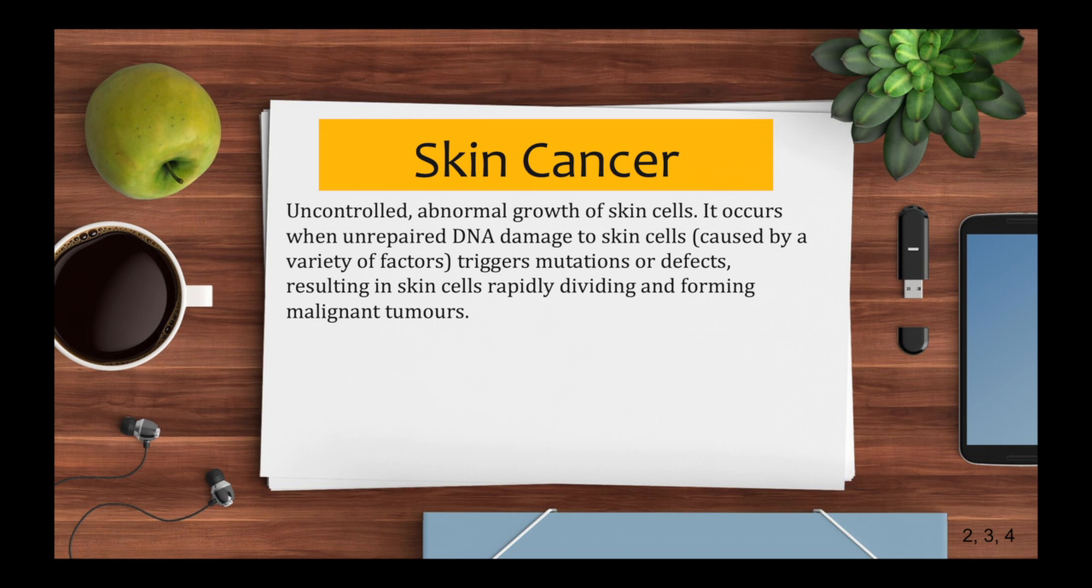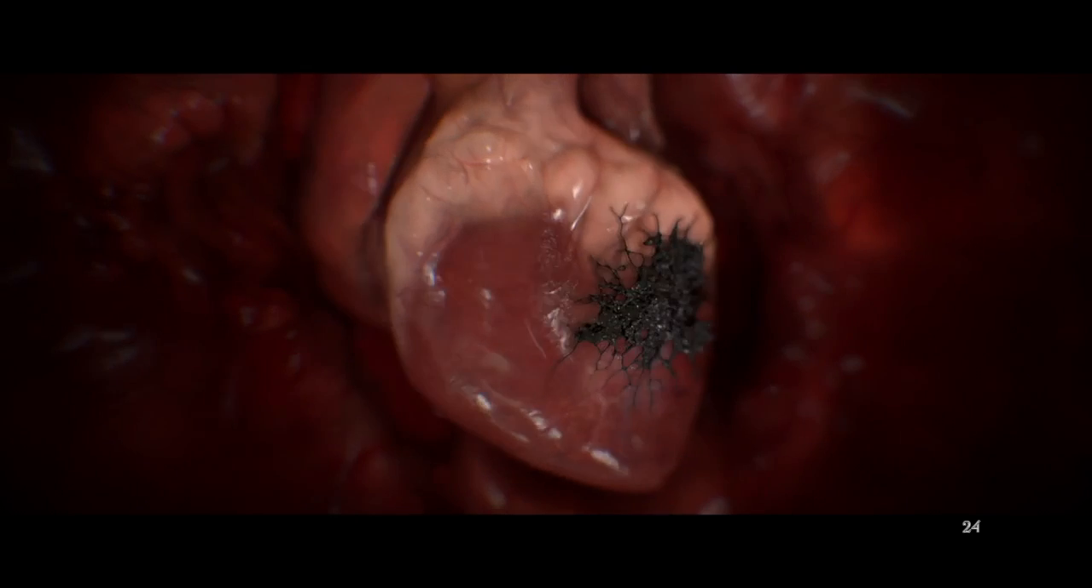Skin cancer is the uncontrolled growth of abnormal skin cells. It occurs when unrepaired DNA damage to skin caused by a variety of factors triggers mutations or genetic defects, resulting in skin cells rapidly dividing and forming malignant tumours. Melanomas are dangerous because they have the ability to metastasize. That is, they have the ability to spread to other parts of the body, such as the lungs, brain, or liver.